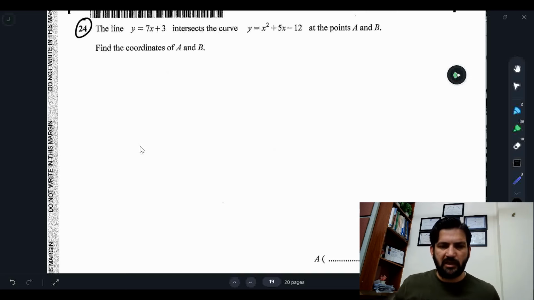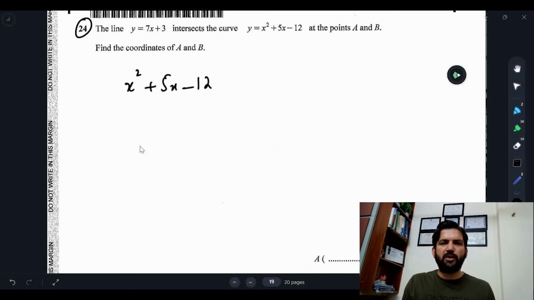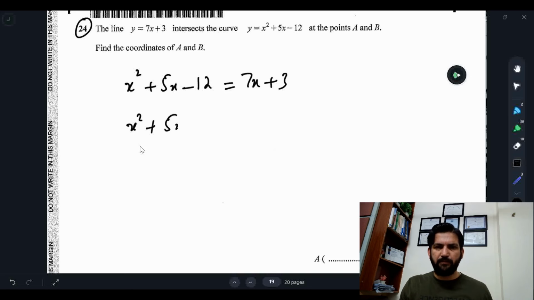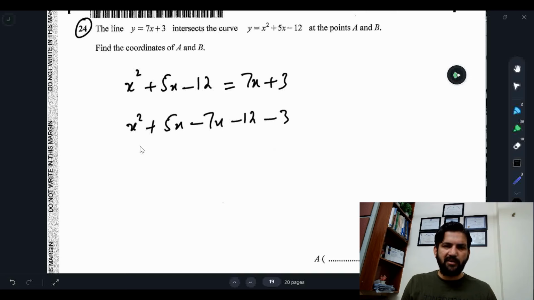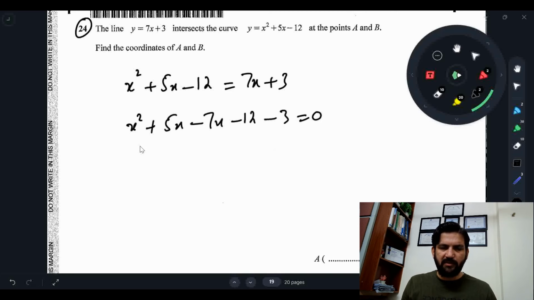I always told you that whenever a line and the curve intersect, you have to solve it simultaneously. So simultaneous means you can see that in both the first equation y is the subject and in the second one y is the subject. So just equate it, just put one equation in the second one. You can easily solve this one like this: x square minus 7x minus 12 minus 3 is equal to 0. I just shift these two terms towards the left side, and we can easily get the final answer. This should be minus 15 is equal to 0.